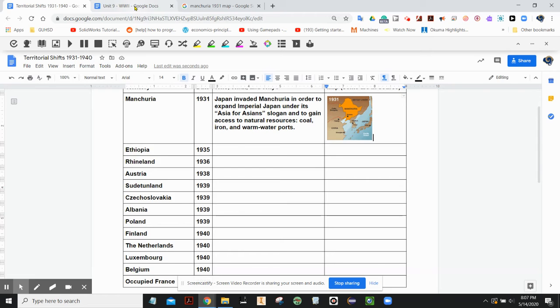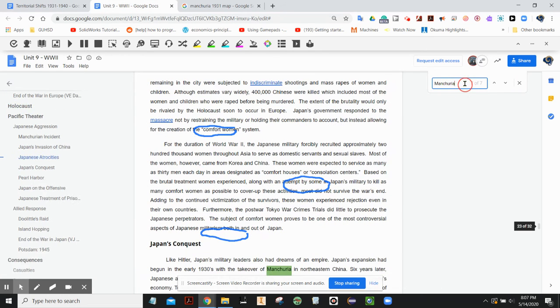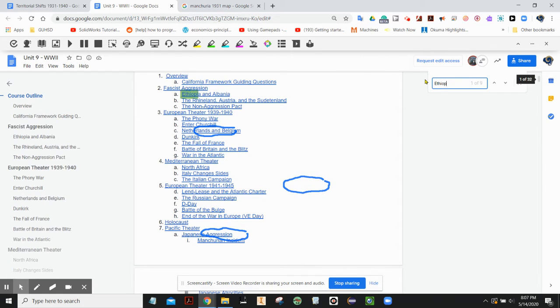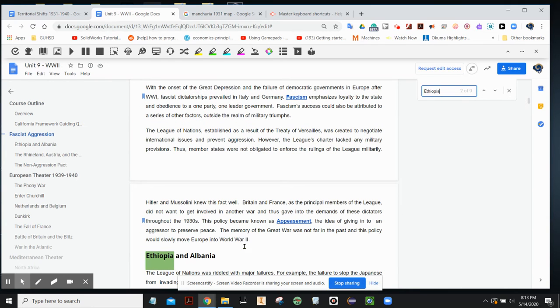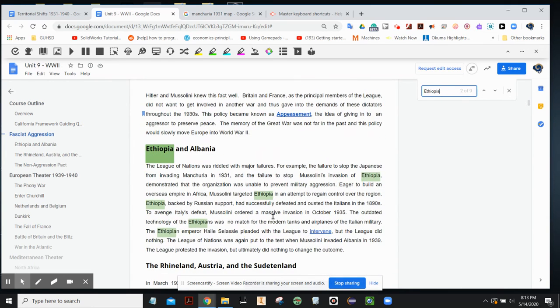So I'm going to go back to the document, and this time I'm going to put in Ethiopia. And I'm trying to figure out how to get my screen back. So I come back in and I want to look for Ethiopia this time. So I click and I add Ethiopia. So here it is, Ethiopia and Albania.